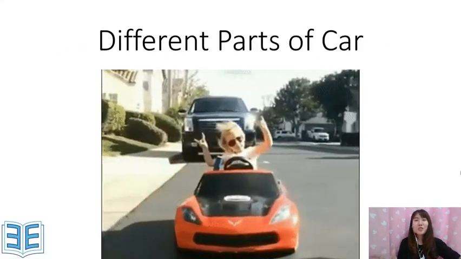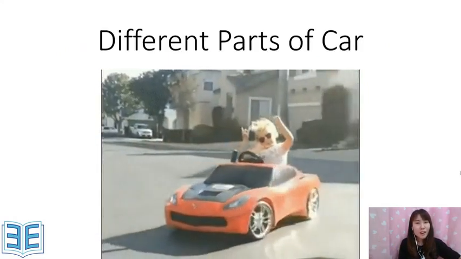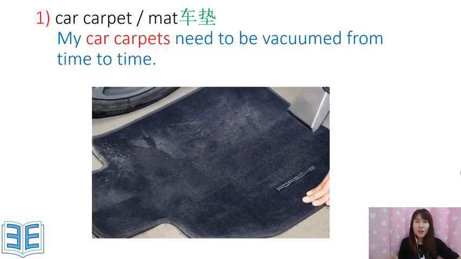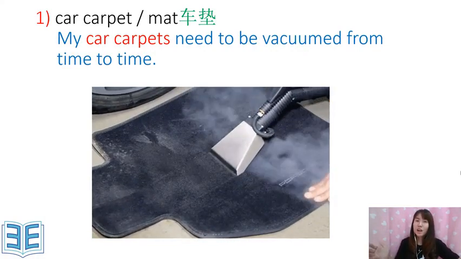Let's look at what we're going to learn today. Drifting with sunglasses. Today we're going to talk about different parts of a car. Let's look at number one. Carpet. It's a car carpet, or sometimes you can call it a car mat.